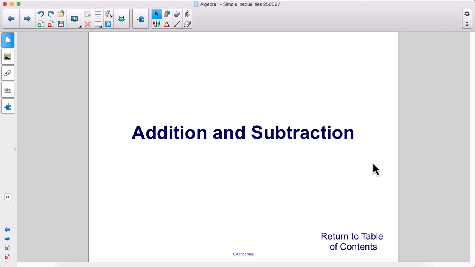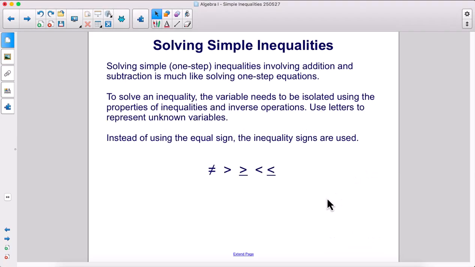Addition and subtraction. Solving simple or one-step inequalities involving addition and subtraction is much like solving one-step equations. To solve an inequality, the variable needs to be isolated using the properties of inequalities and inverse operations. Use letters to represent unknown variables. Instead of using the equal sign, we will use the inequality signs.